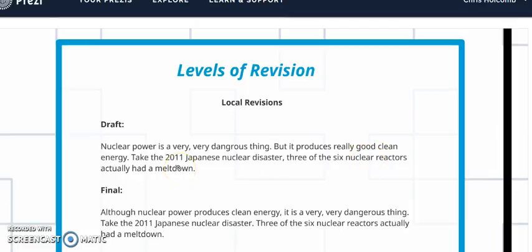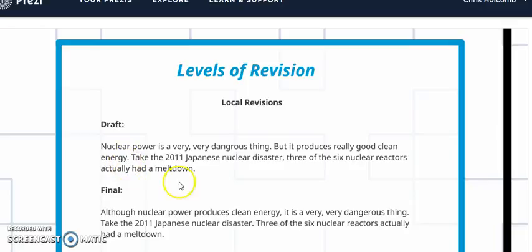So there's a little hiccup. There's some seesawing back and forth between bad and good. The student doesn't frame this sentence as well as he probably could have. So here is my suggested revision for this draft. Although nuclear power produces clean energy, it is a very, very dangerous thing. Take the 2011 Japanese nuclear disaster. 3 of 6 nuclear reactors actually had a meltdown.